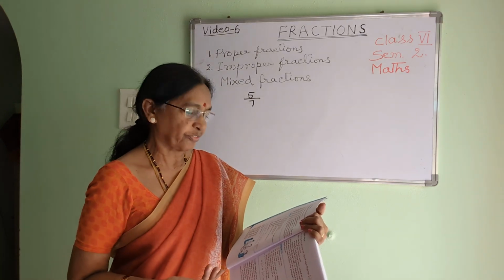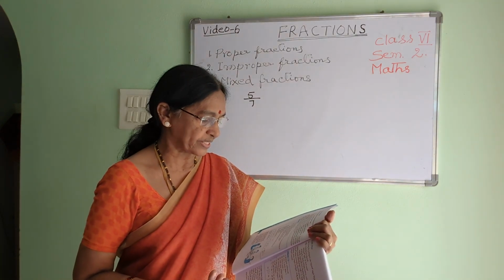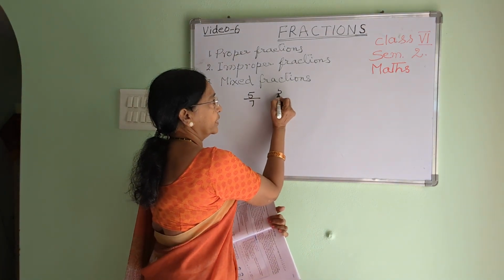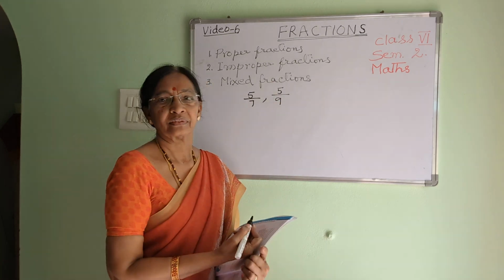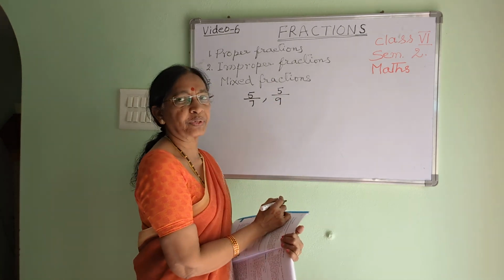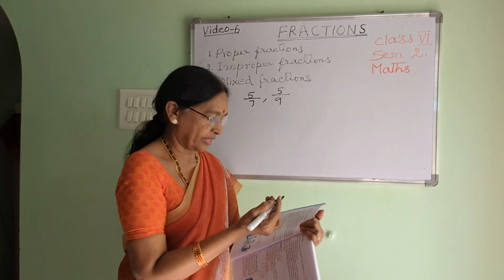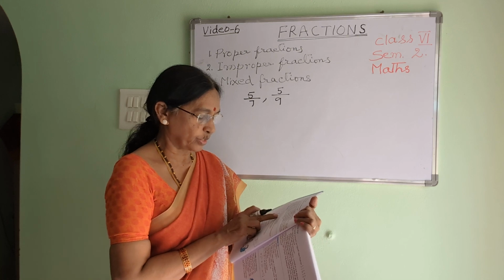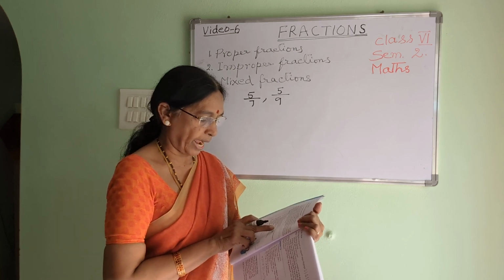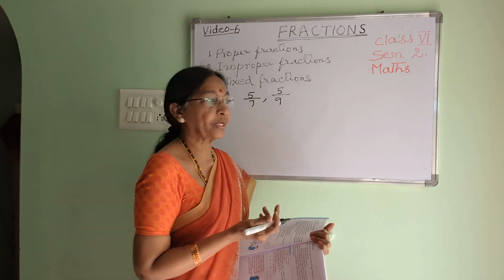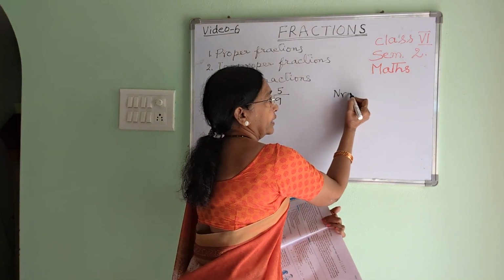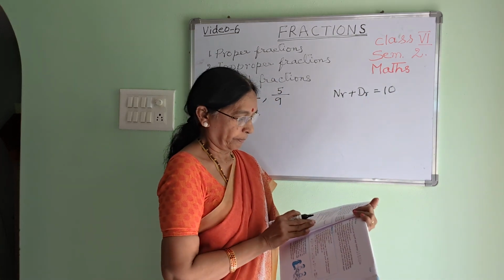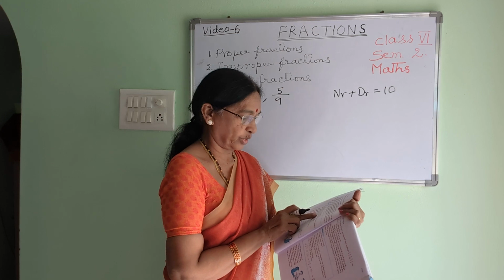Next, give a proper fraction whose denominator is 9 and numerator is 5. So 5 by 9. It is a proper fraction because the numerator is less than the denominator. Next, the third one. Give a proper fraction whose numerator and denominator add up to 10. How many fractions of this kind can you make?